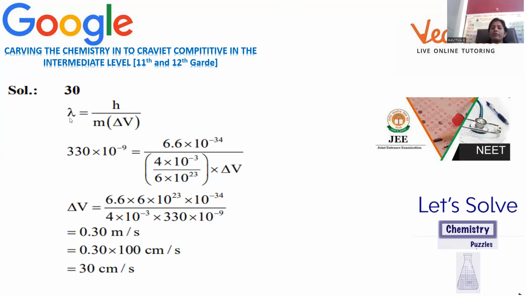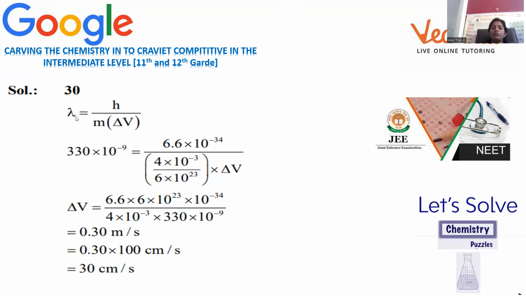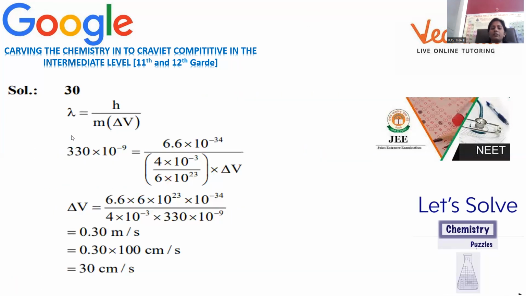Lambda denotes what? Wavelength. The wavelength of the photon light is given as 330 nanometers. Let me convert nanometer into meters by multiplying with 10^-9. Nanometer is the unit of wavelength, right? So 330 can be multiplied with 10^-9 in order to make it into meters. h is the Planck constant. Always its value will be constant, 6.6 × 10^-34.